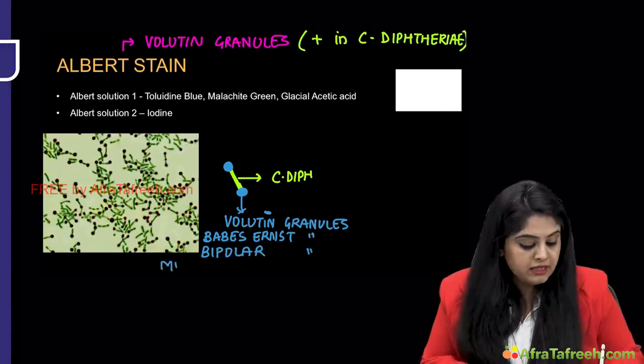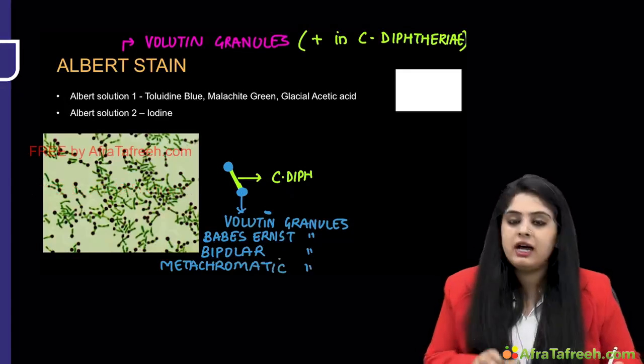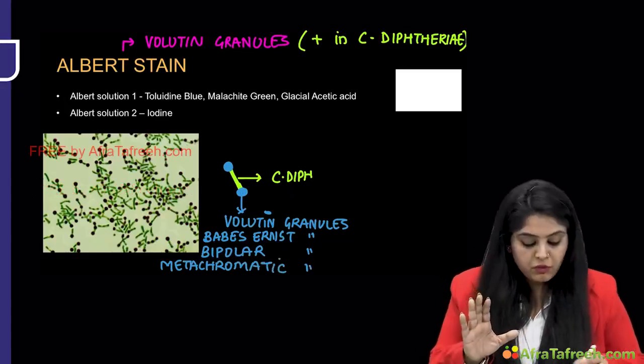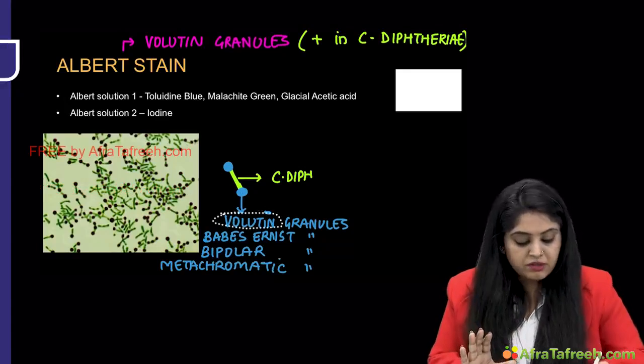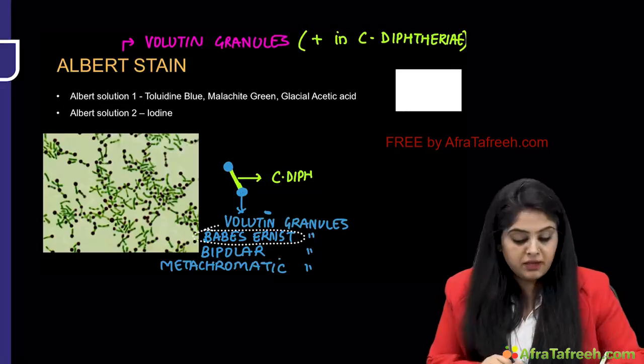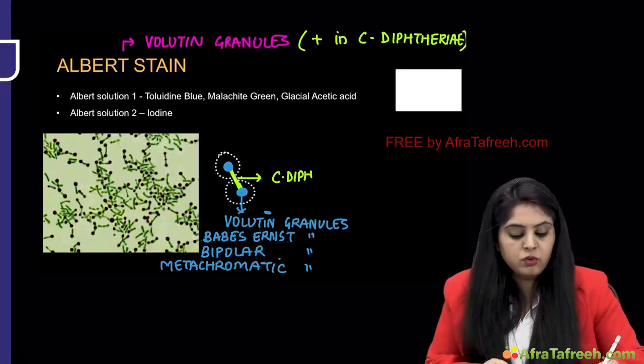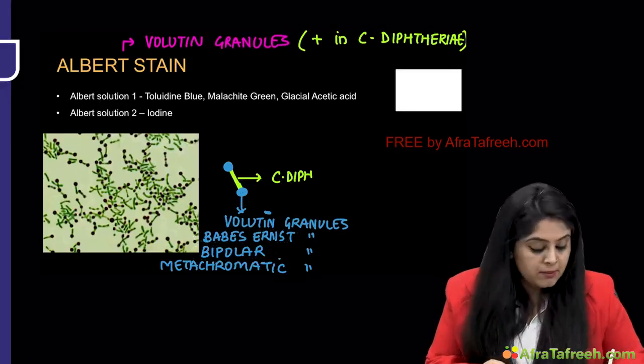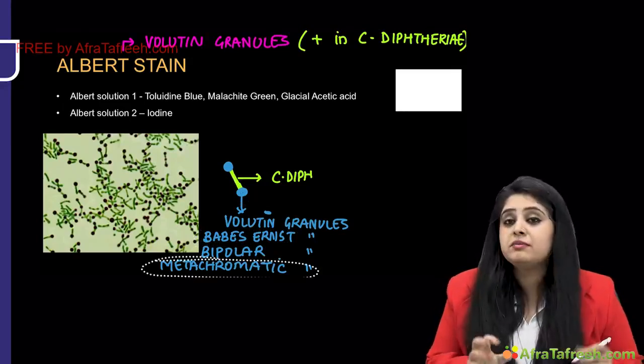And finally, the last name given to them is metachromatic granules. So now I think I've learnt most of the names. Volutin I have understood, and Babes Ernst, these must be some fancy scientist and places wala naam. Bipolar I have understood because it is present only at the two poles. Metachromatic word I have to understand.